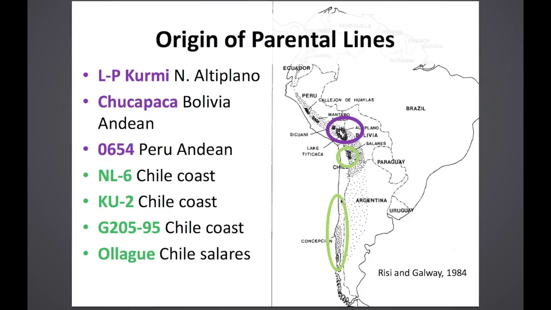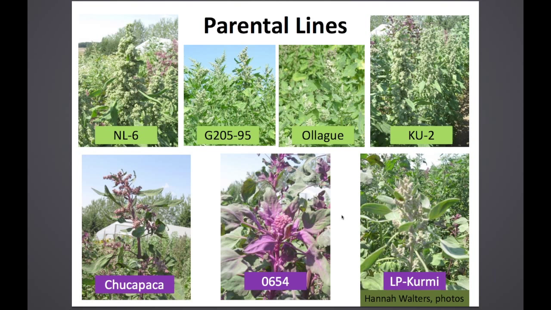And when you see some of these, especially from down here, NL6, KU2, they make big, beautiful heads. And in good years, we get a nice harvest from them. These are what the parental lines look like when they're grown out in Pullman, so in the Palouse. NL6, these are a few of the other ones, KU2. And then these, so you can see the big head on NL6.